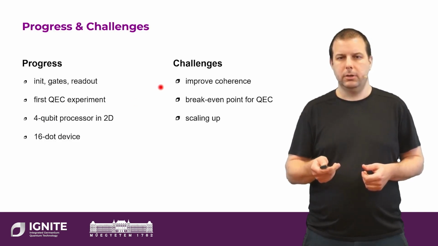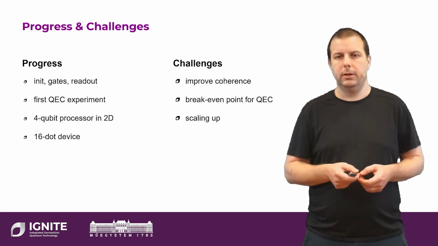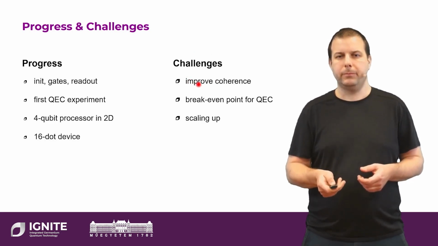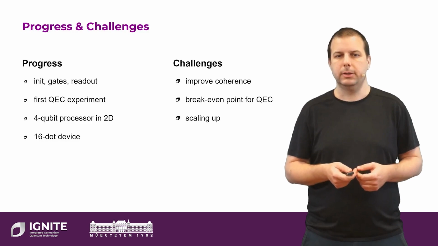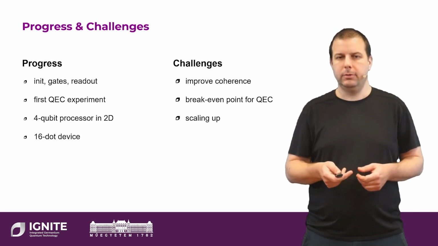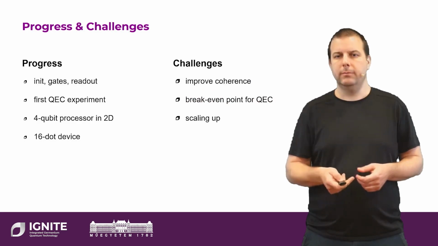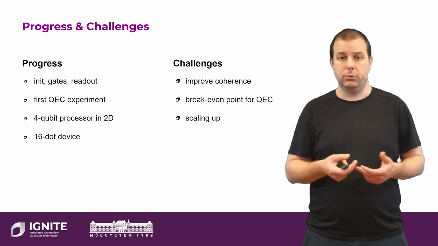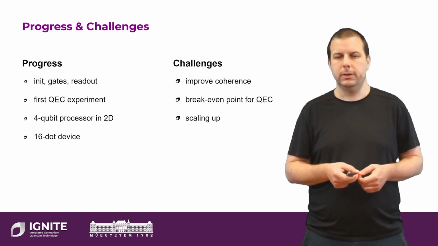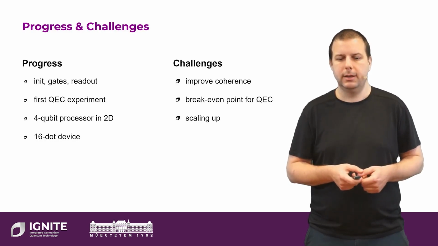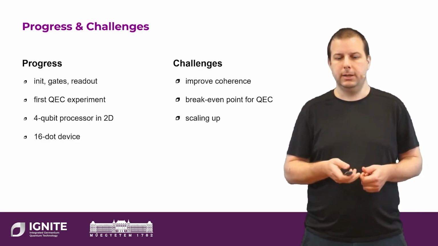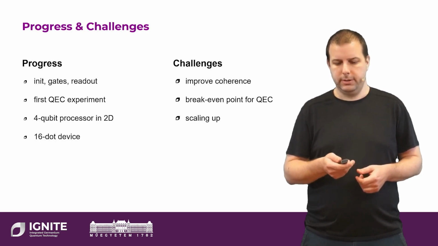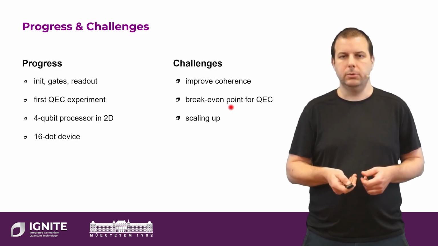Of course, there are also challenges to bring this field forward. An important outstanding challenge is to improve coherence and also improve fidelities of initialization and readout and gates. It would be a very important milestone to reach the break-even point for quantum error correction, which could potentially be done with a similar device and similar circuit as this previous experiment, but with increased figures of merit, increased performance. And of course, an important goal is to scale up these systems.